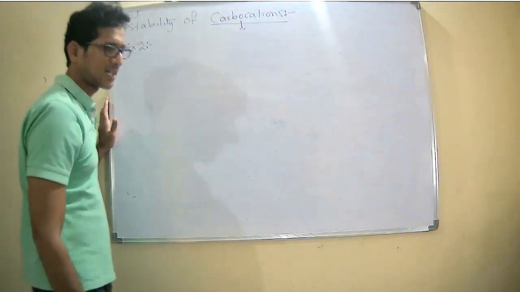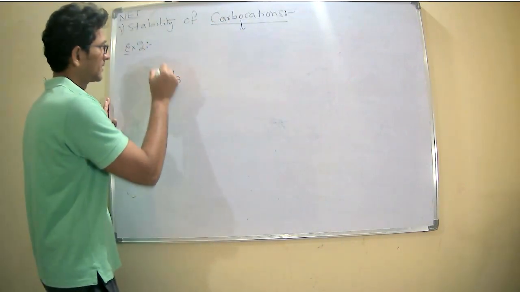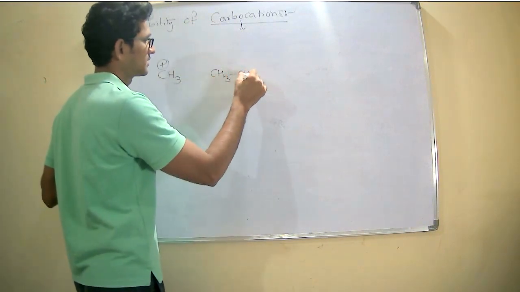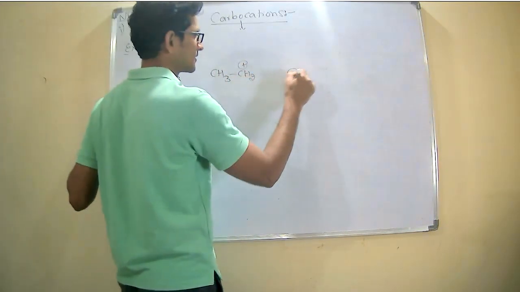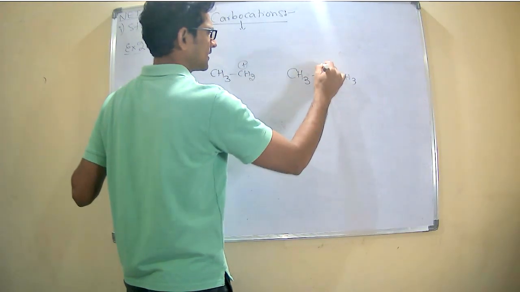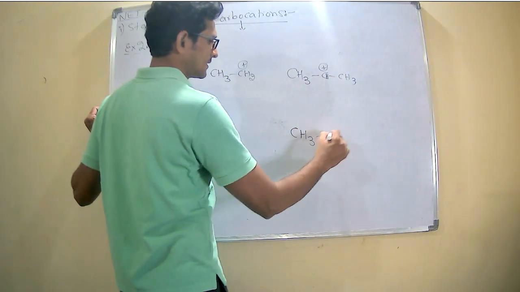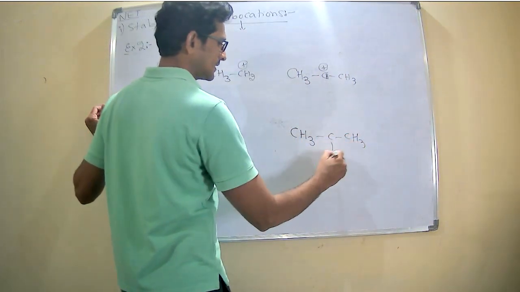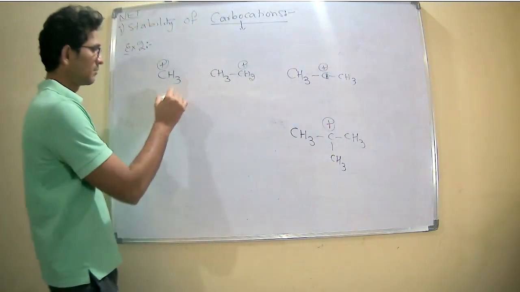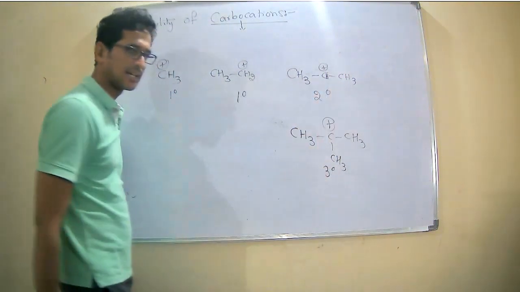Next. So this is about the carbocations. I can write one more. Say CH3 plus. We discussed this example already, but I have to give this CH3CH2 plus, CH3CH plus CH3, and finally (CH3)3C plus. Primary carbocation, secondary carbocation, and tertiary carbocation.